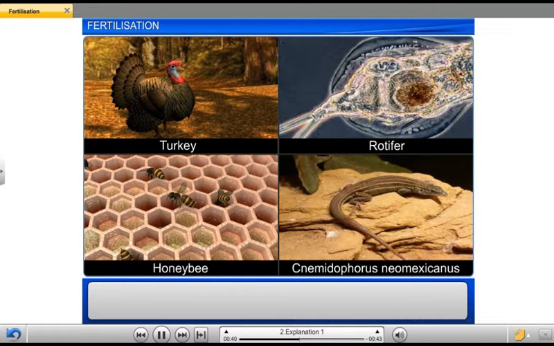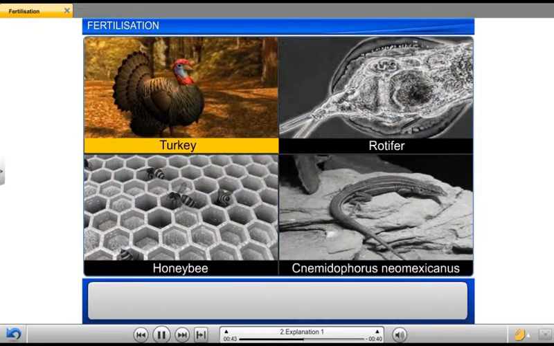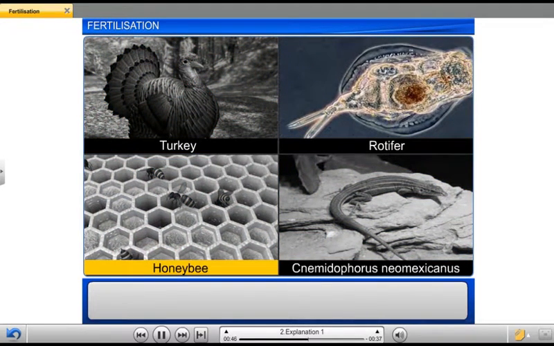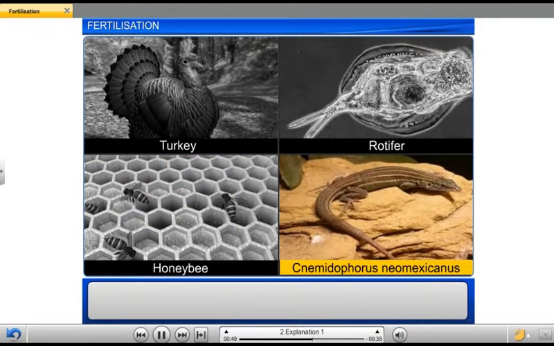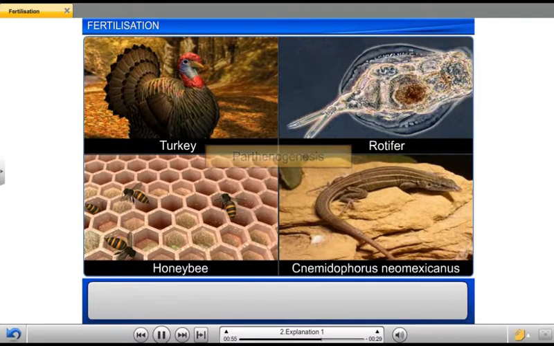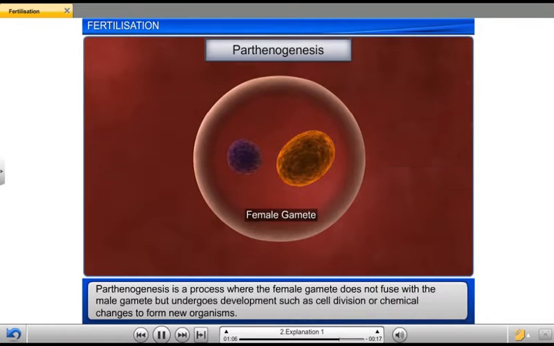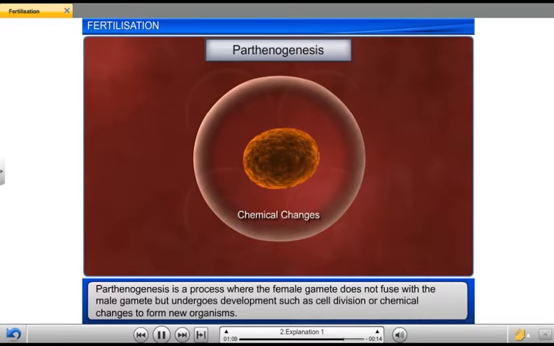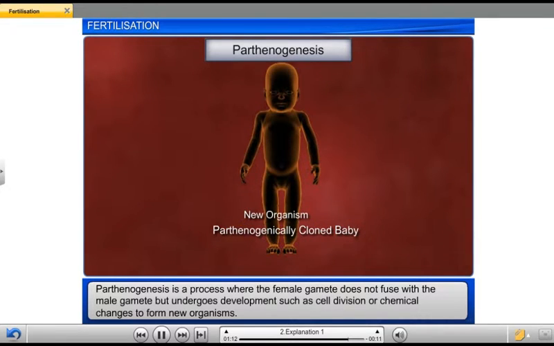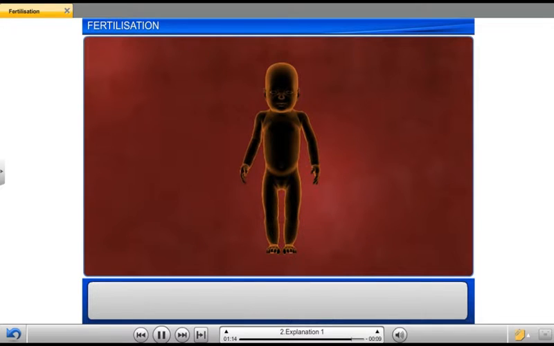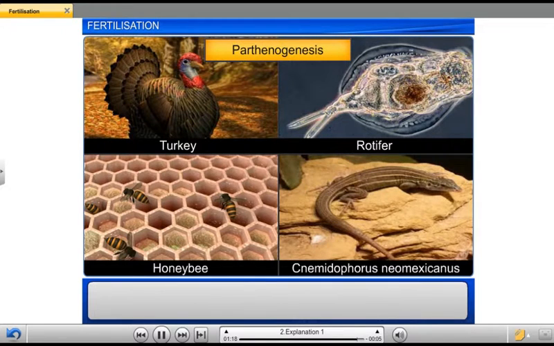In certain organisms, such as turkey, rotifers, honeybees, and even some lizards such as Cnemidophorus neomexicanus, a process called parthenogenesis takes place. In this process, the female gamete does not fuse with the male gamete, but undergoes developments such as cell division or chemical changes to form new organisms. Parthenogenesis, however, occurs only in a few organisms.